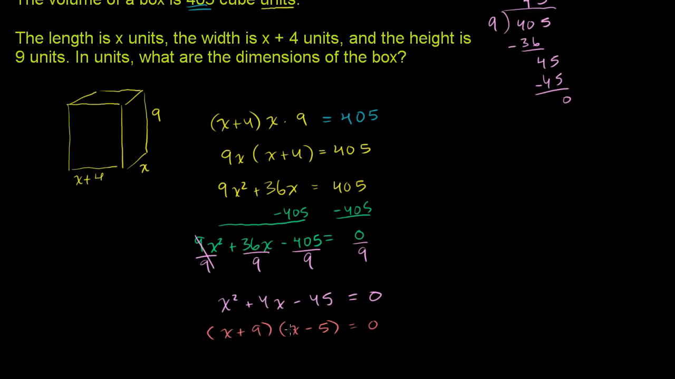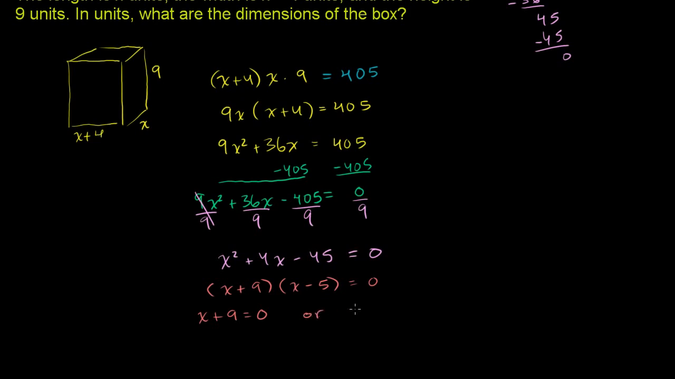And then we've seen this before. If you have two numbers whose product equals 0, that means at least one of these numbers has to be equal to 0. So this means that x plus 9 is equal to 0, or x minus 5 is equal to 0. If we subtract 9 from this equation, you get x is equal to negative 9. Or if you add 5 to both sides of this equation, you get x is equal to 5. So these are both possible values of x.